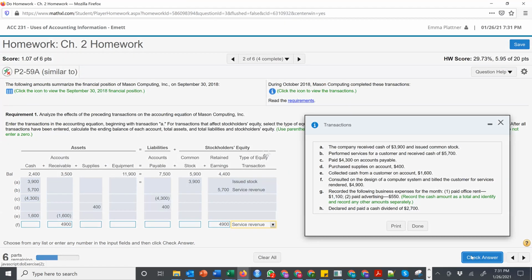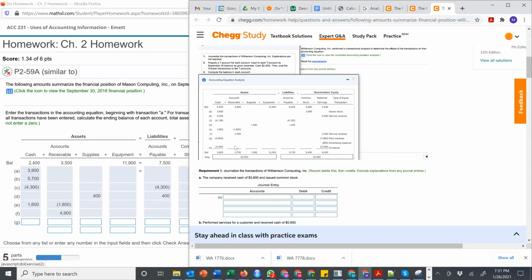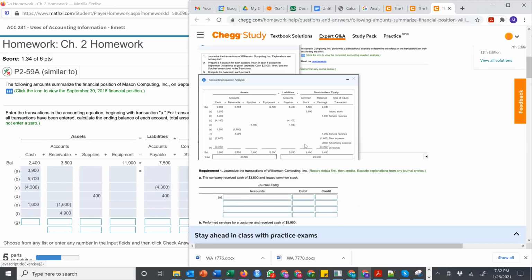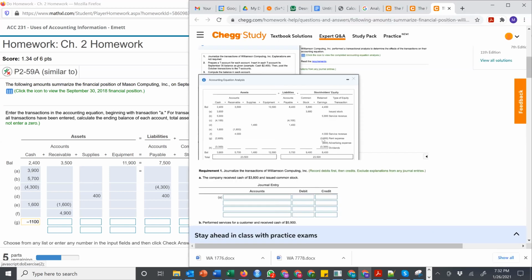I think. Okay, almost there. G, 1,100 bucks. Oh, we got two things to put in there. So the G is the rent expense. Oh, 1,100 for the rent and 550 for advertising, both negative. So minus 1,100, and then minus.